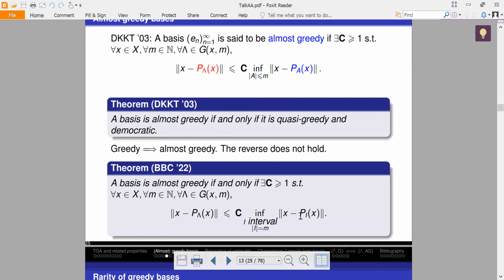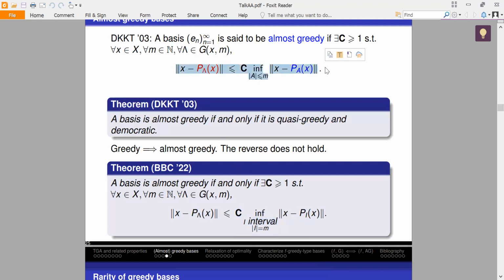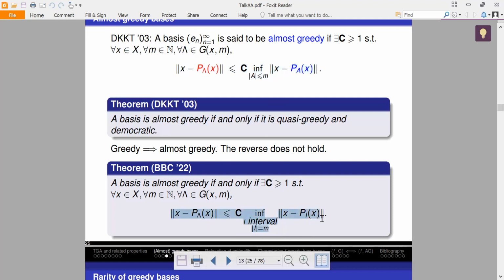Another, maybe surprising, way to look at this inequality is that this condition depends on the order of the basis, because you look at intervals, and when you talk about intervals, you're talking about order. But this condition is order free. It doesn't care about how you order the basis. So it is kind of surprising that we can find a characterization of being almost greedy by something depending on the order of the basis.